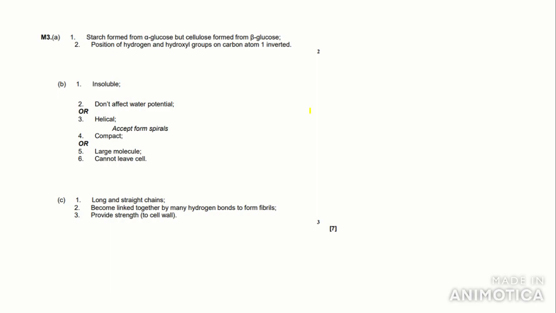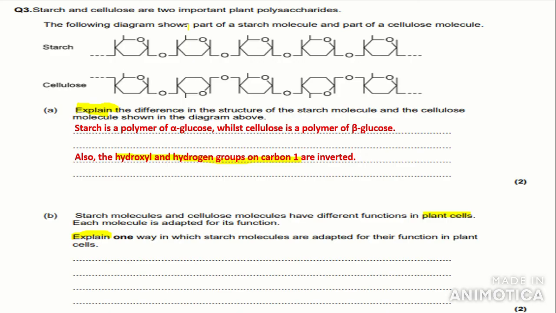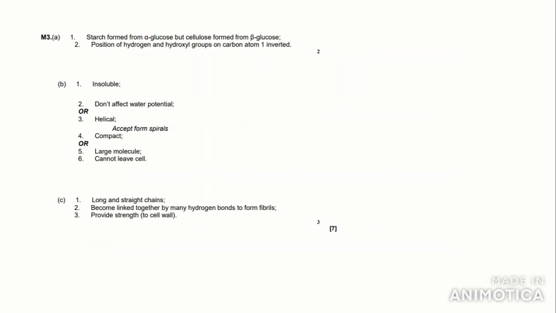So if you look at the mark scheme from these last 3 questions, for this question here, the mark scheme says starch is formed from alpha glucose, but cellulose is formed from beta glucose, so that is 1 mark. And the position of hydrogen and hydroxyl groups on carbon 1 atom are inverted, so that's the 2nd mark. Here's the next thing, which is explaining the properties of starch, is we wrote helical and compact, so that it is 2 marks for us.